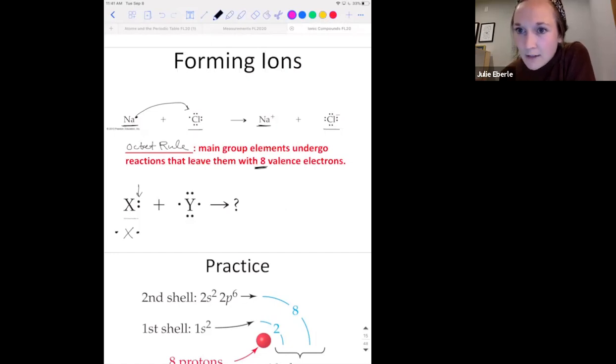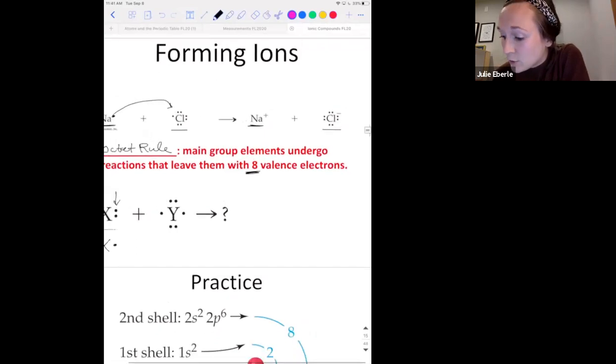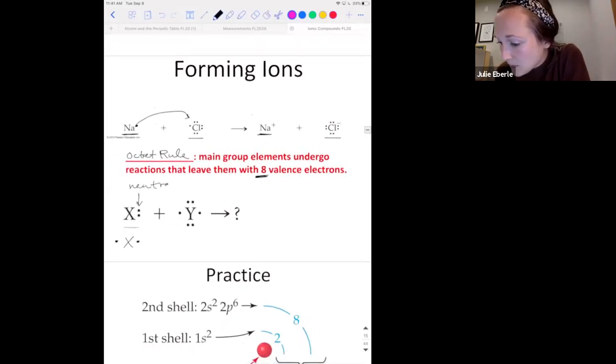If these are going to react to obey the octet rule, what products would you end up with? What would I get on the other side of that arrow? I want you to draw it out in your notes really quick, and then we're going to talk about it. Draw out what you think. And remember, you're going to have ions on the other side. We have neutral atoms on this side. We're going to have ions, okay? And if you have ions, you better have a plus or a minus that represents how many electrons have been lost or received. Take a second and write out what you think.